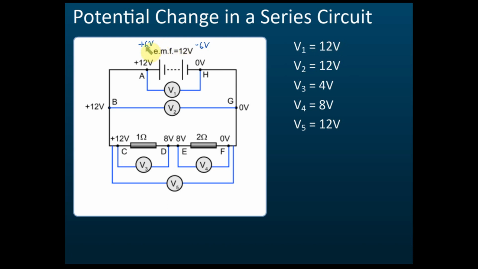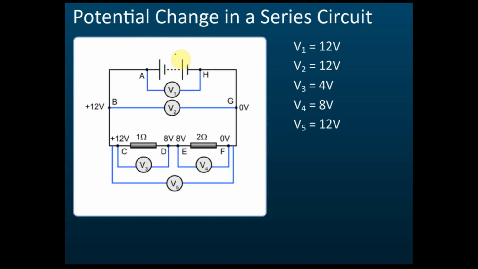Or you can assume that here is positive 6 and here is negative 6, and the difference is still 12. Is the EMF always 12? Not necessarily, okay? Let me give you another example. Let me erase this and give you another example.